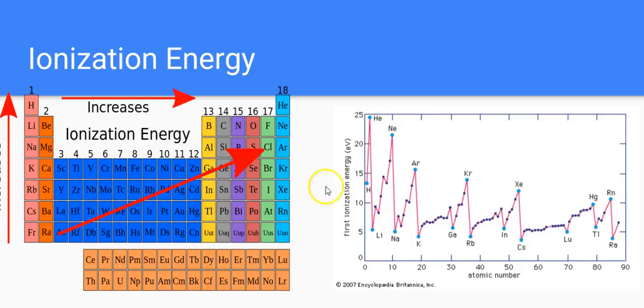And this is a graph of first ionization energy and the atomic number. So these are all the elements, and this shows how much energy is needed to ionize it.